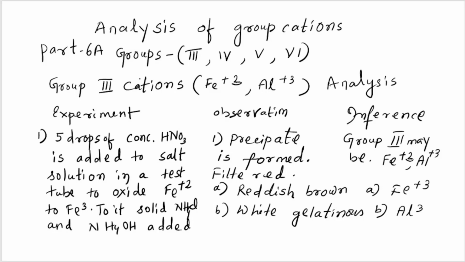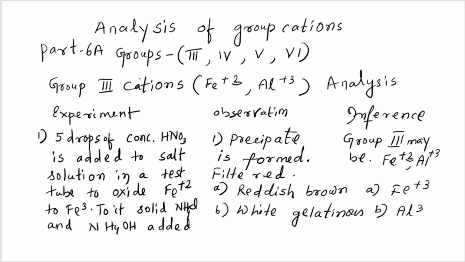Now I am going to explain the analysis of group cations. I already told there are 6 groups including the zero group, and here in the 5th group I have already explained the zero group, first group and second group. In part 6a I am going to explain group 3 cations and group 4 cations. Here we will see group 3 cations.